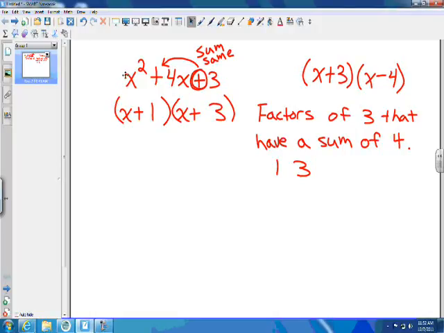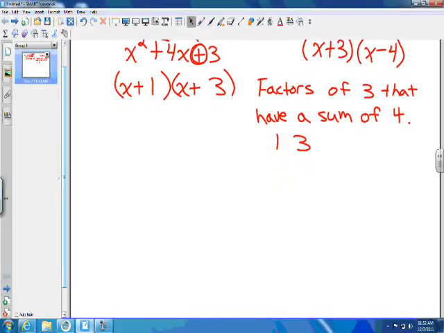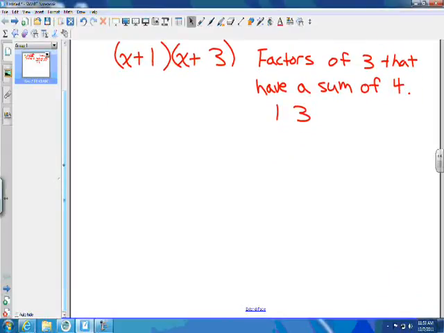So that's a level 1 problem. Your signs are the same, and you only have 2 numbers to put in. We'll do a couple more of those before we go on to level 2. How many levels are there? 4 levels. Yeah. x squared plus 9x plus 18.